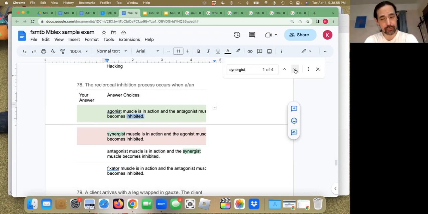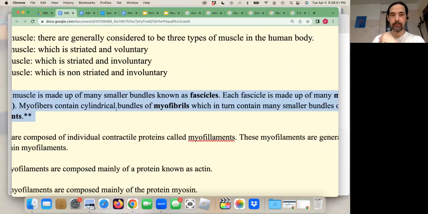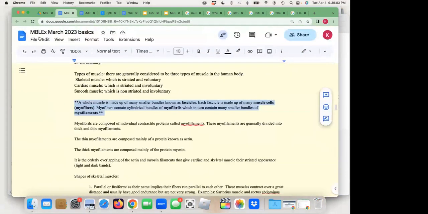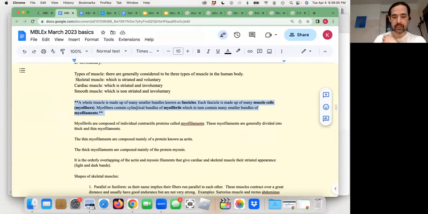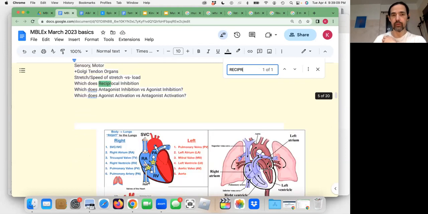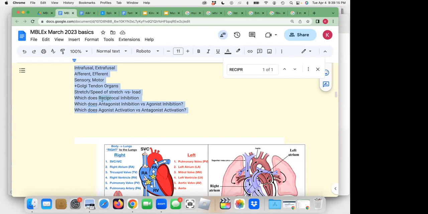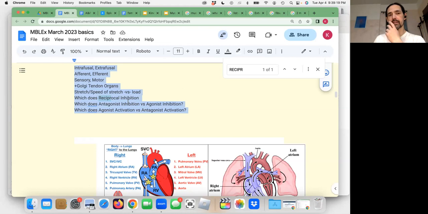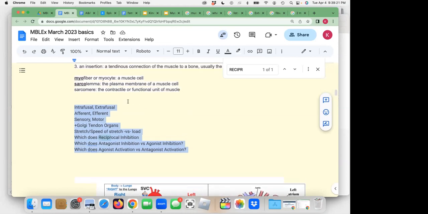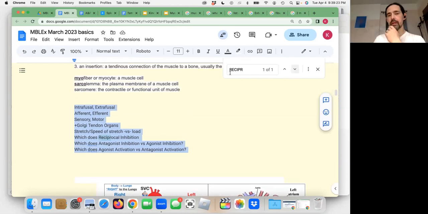It's the intrafusal muscle spindle fibers. You could go to your March 2023 basics and put in reciprocal, or you can put in intrafusal, and it's right here. Which does reciprocal inhibition? Which does agonist inhibition? Oh, actually, it doesn't tell you here, does it? It doesn't tell you.